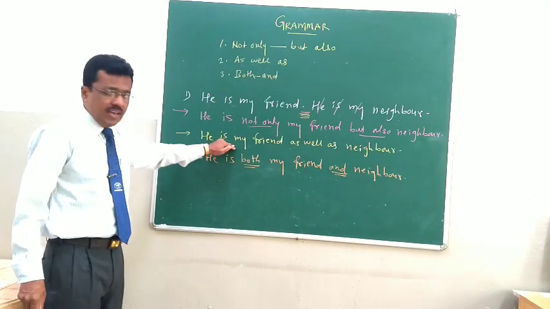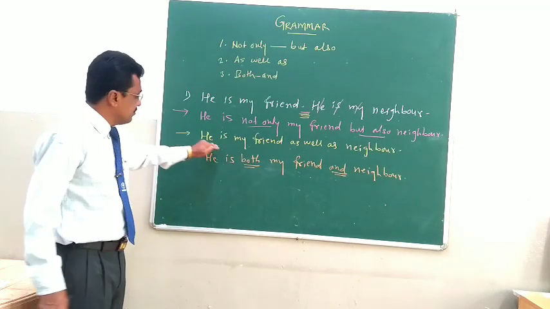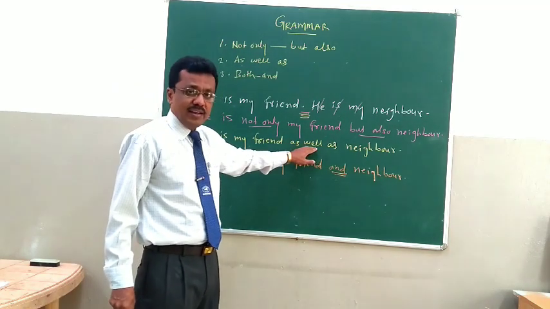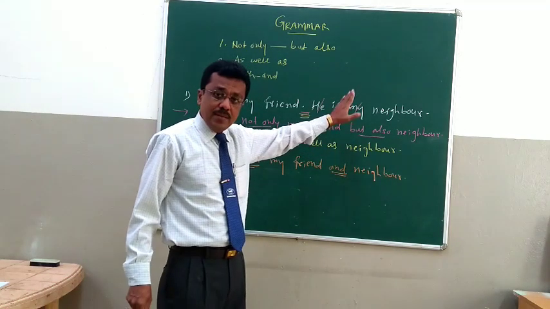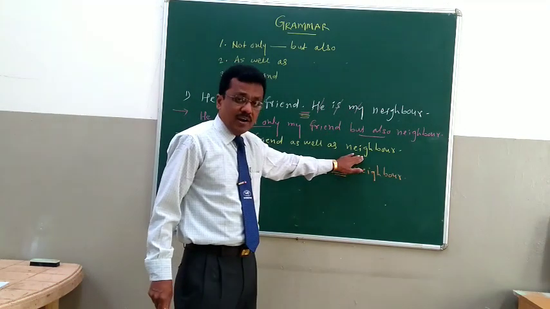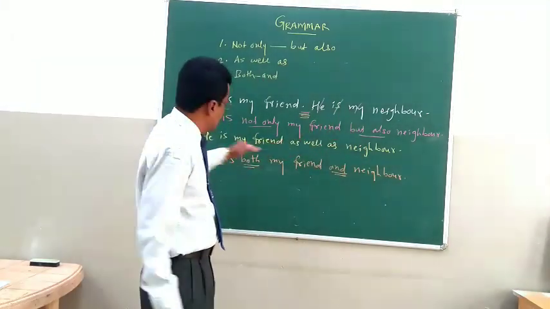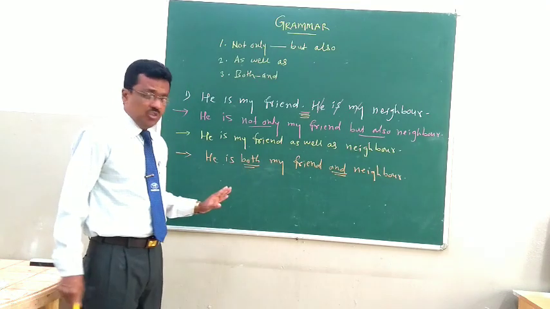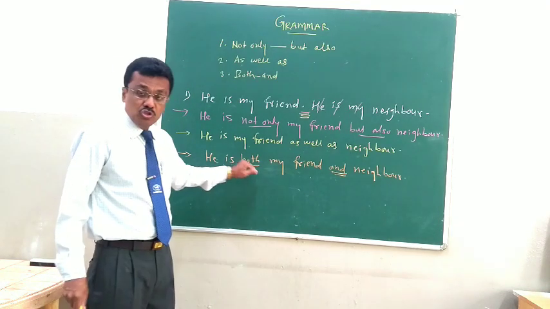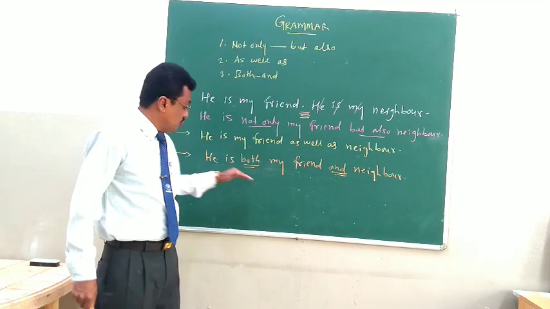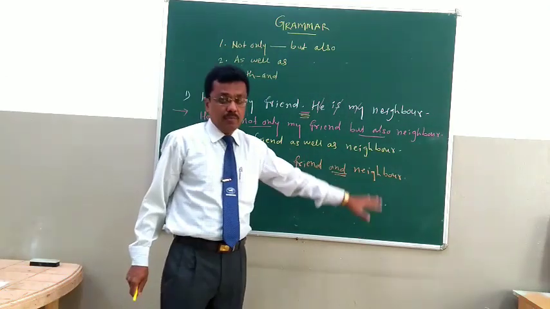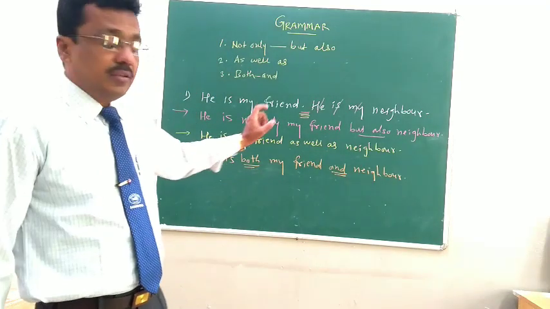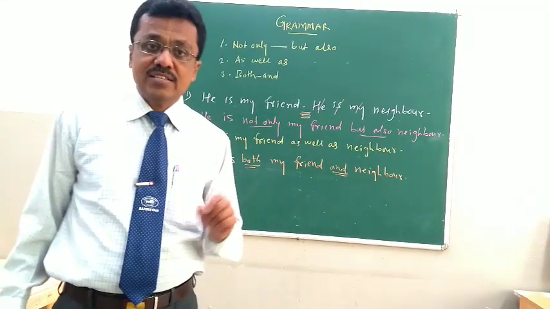The same example we can make with as well as. He is my friend. The first sentence you write as it is. In place of the full stop you have to write as well as. In the second sentence the same words you have to omit. The remaining part of the sentence is neighbor, you have added here. So he is my friend as well as neighbor. For the third sentence, both and we are going to use. He is both. Both, you have to use again with the helping verb. So he is both my friend and neighbor. So this is the correct structure of forming not only but also, as well as, both and.